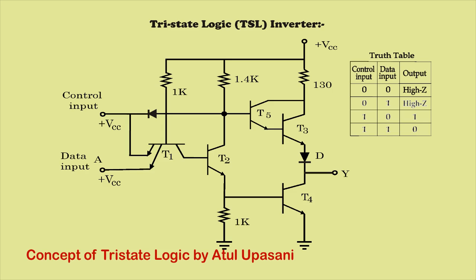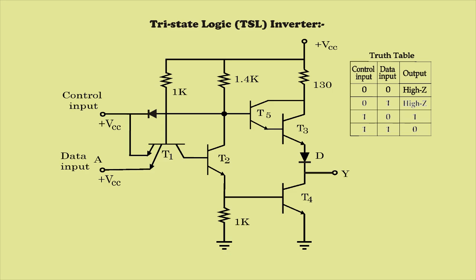So at the totem pole output, T4 is on and T3 is off. If T3 is off, there will be no path for the current from plus VCC towards the output. So if no current is there at the output, obviously the output voltage will be low. So in this condition, if control input is connected to 1 and data input is connected to 1, we are getting low at the output. This is nothing but the condition of a NOT gate. So A is high, we are getting low at the output.